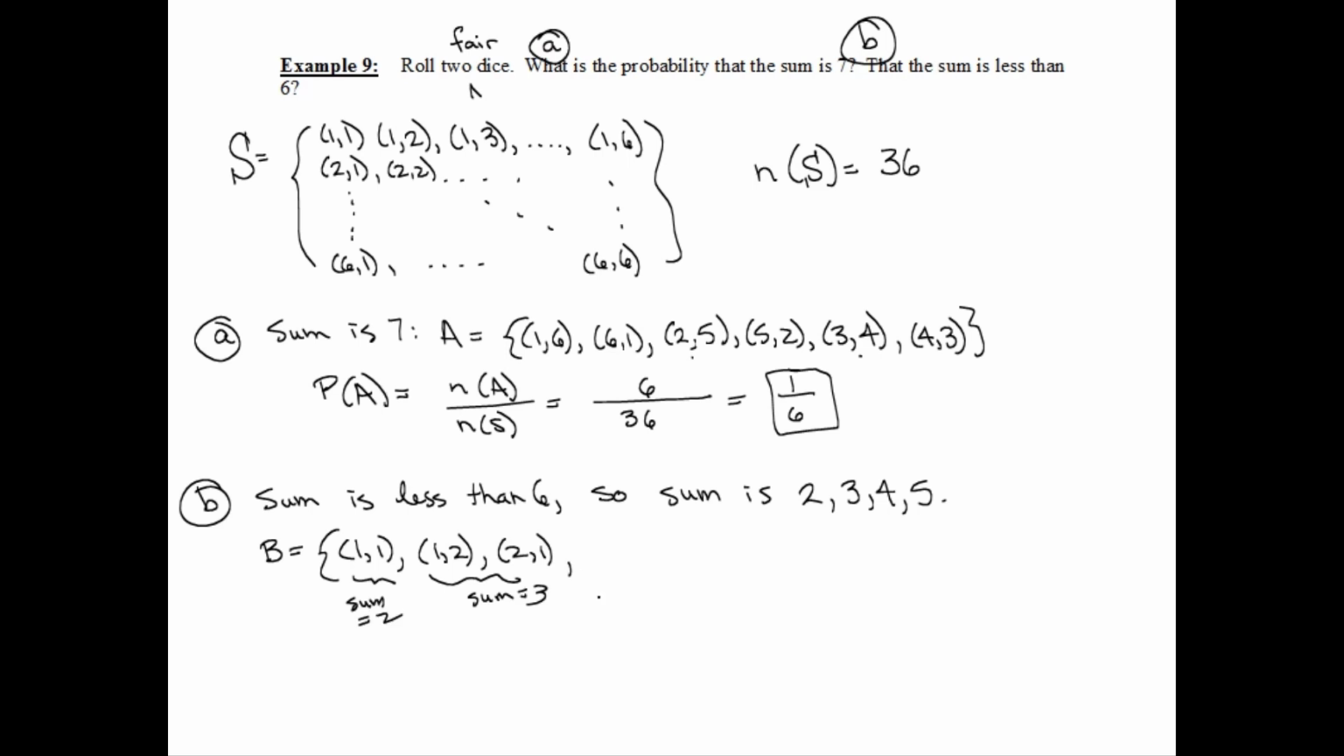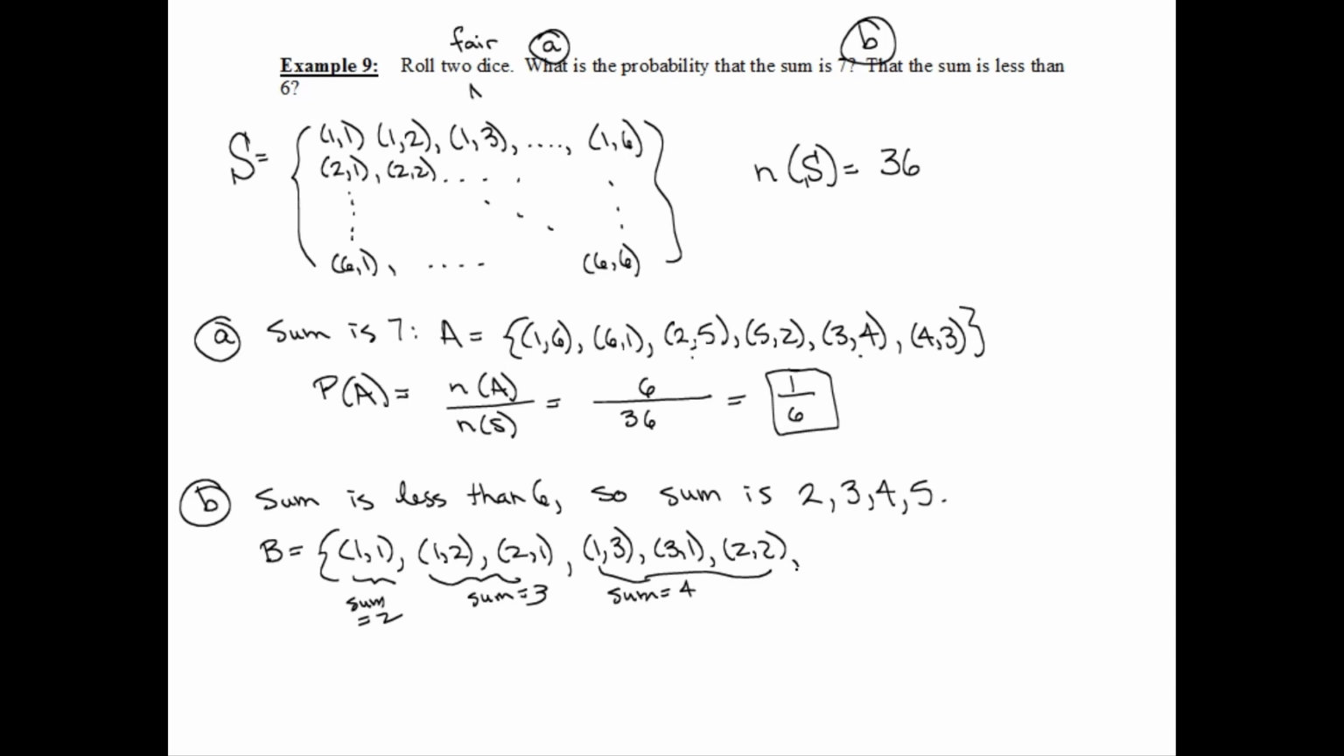Okay, and so now we want to figure out how to get a sum of 4. Again, being systematic, we're going to start with 1. So 1, 3, switch the order, and then 2, 2, right?